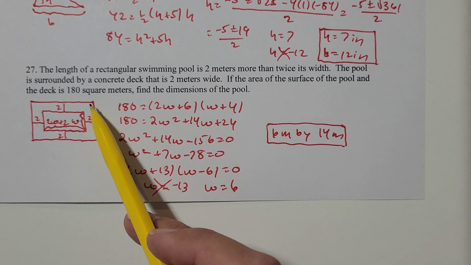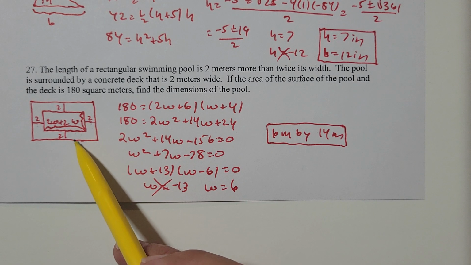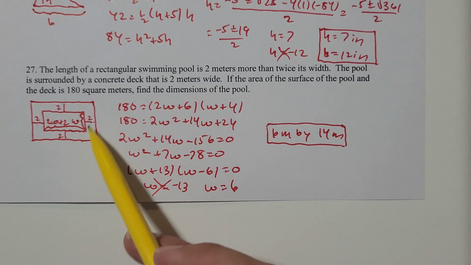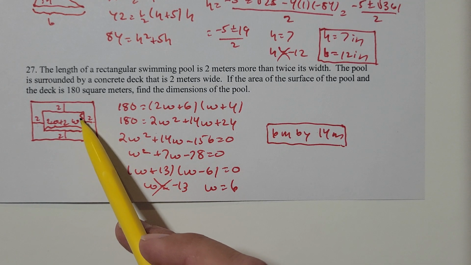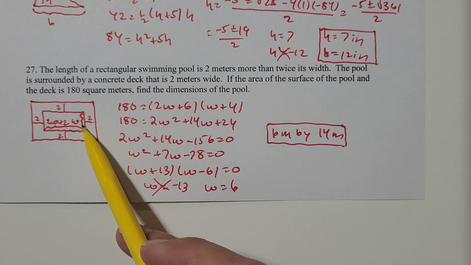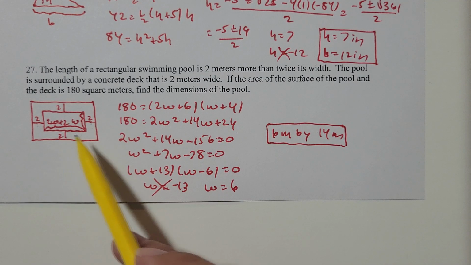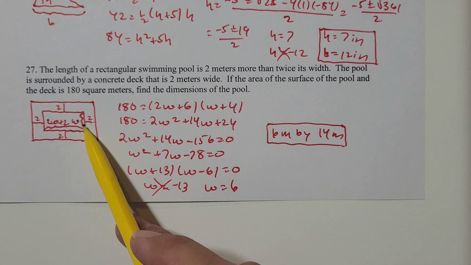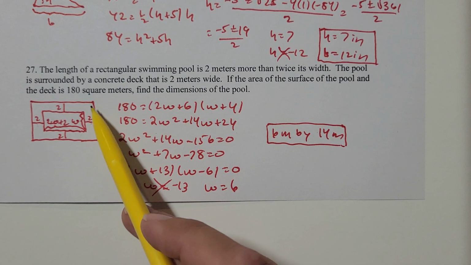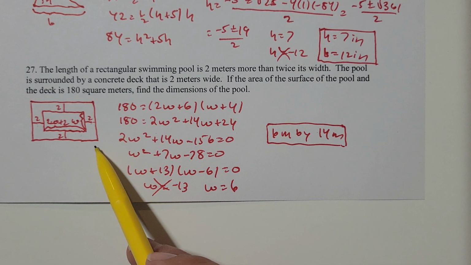And then what's the width of the deck? Well, the width of the pool is W, but that's not what I'm asking for. I need to know the width of the deck. So I take the width of the pool, W, plus 2 meters up here, plus 2 meters down here. That's plus 4 meters that I'm adding to W. So W plus 4 would be the width of the deck.